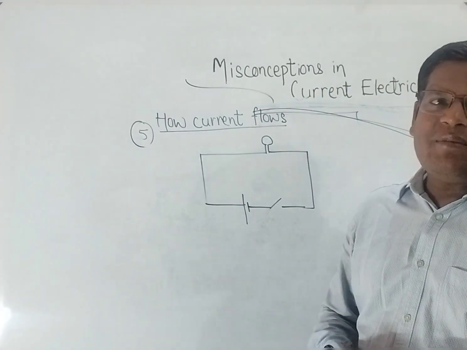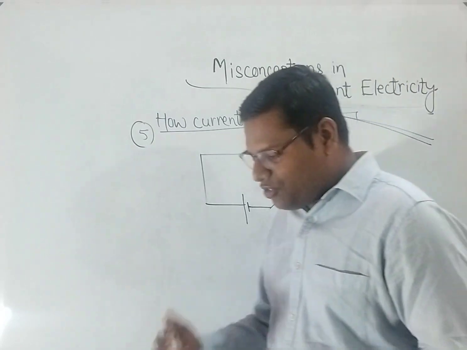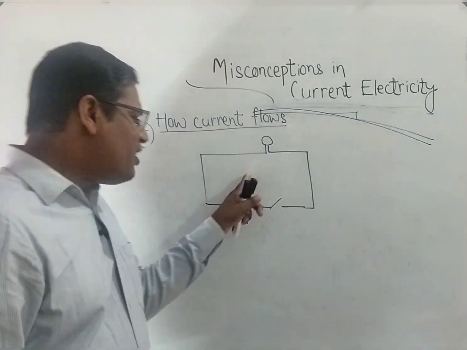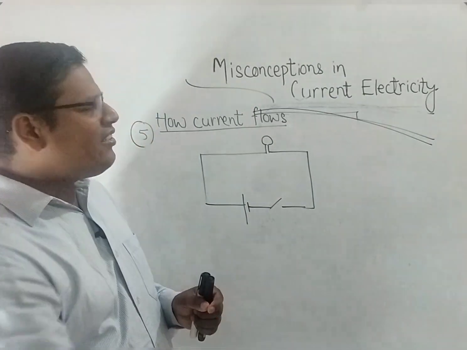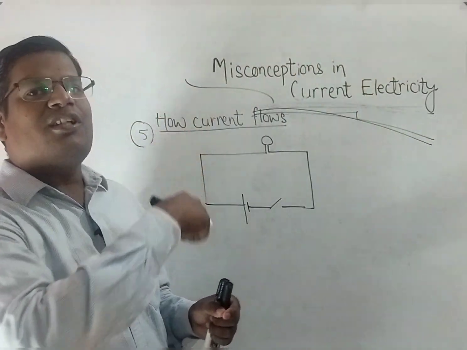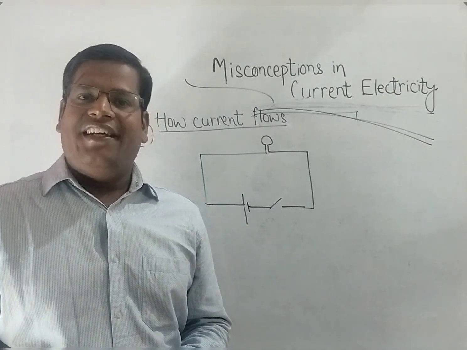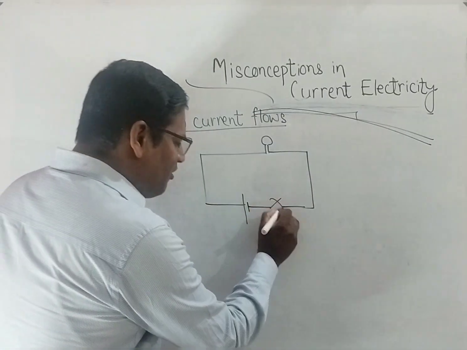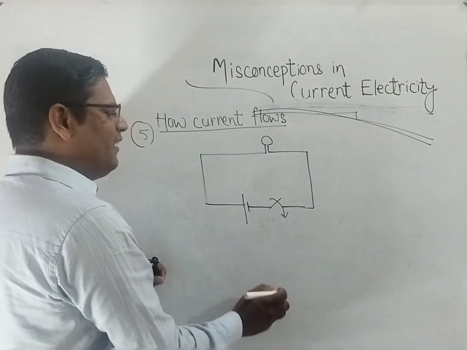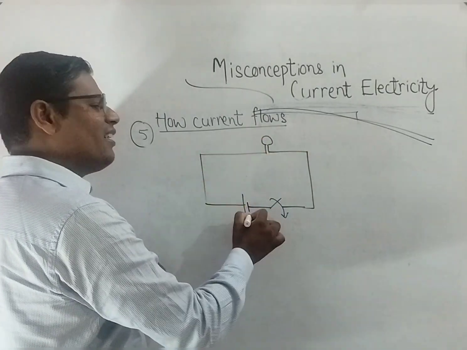This is another popular misconception, how current flows in a circuit. Generally students think that when you switch it on, the electron starts from the battery, reaches the bulb, and then comes out again to the battery, and it takes some time for the current to get established. It is not like that. It's not that when you switch it on, the electron starts from here, goes to the bulb and comes out like that. No.